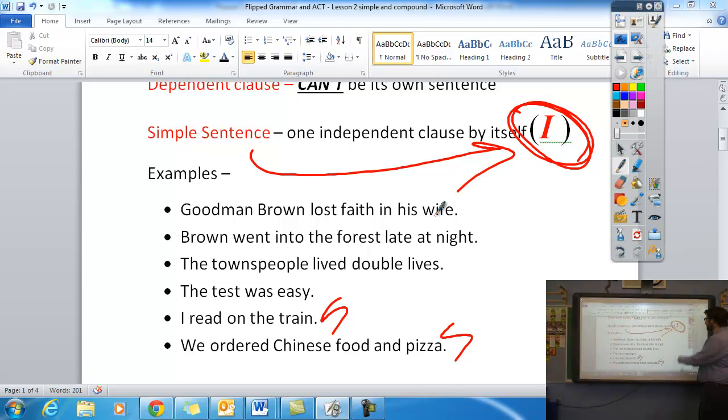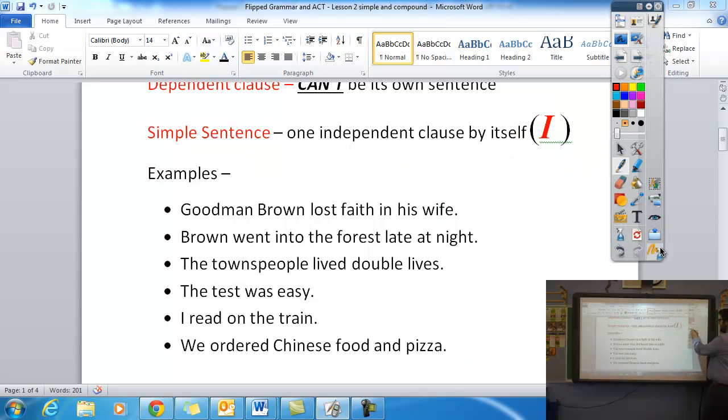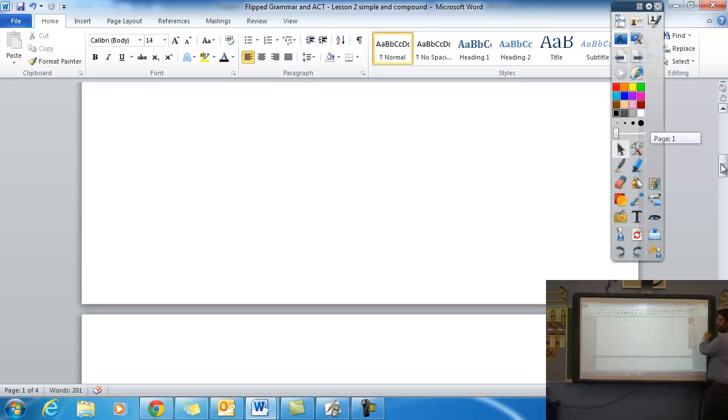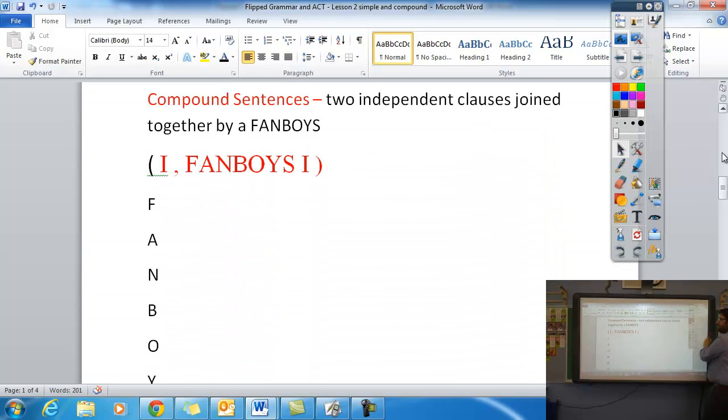Make sense? Okay. So the next kind of sentence that we're going to be talking about today is compound sentences. Compound sentences are where we have two independent clauses. Remember, a simple sentence was just one independent clause by itself. Now with compound, we have two independent clauses, and they're joined together by a comma.